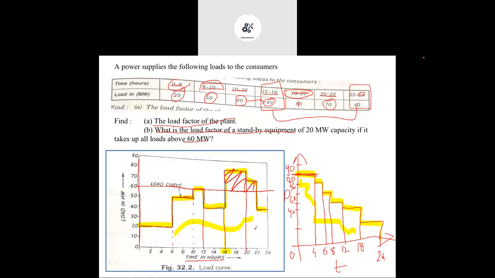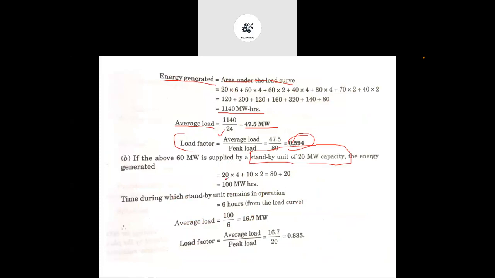plant. Now this standby unit is only working whenever the load requirement is greater than 60 megawatt, because load up to 60 megawatt will be taken care of by the base load, and only the remaining above 60 megawatt will be taken care of by the peak load. So only for this, from 16 to 22, meaning nearly 6 hours, this particular peak load power plant will be working. Okay, so we have to find out the load factor for this area only. Okay, this particular area. Whenever there is peak load, it is working.